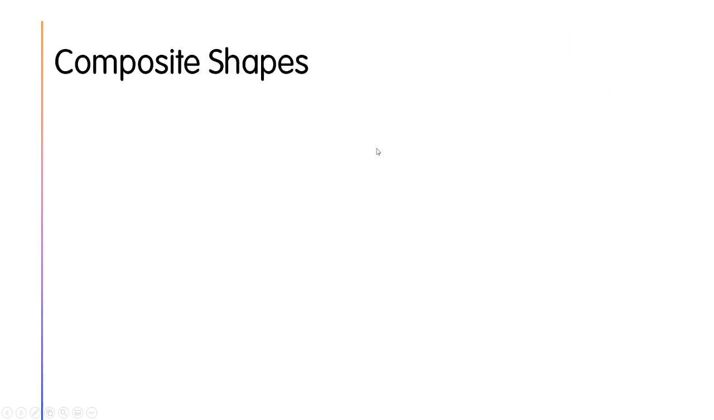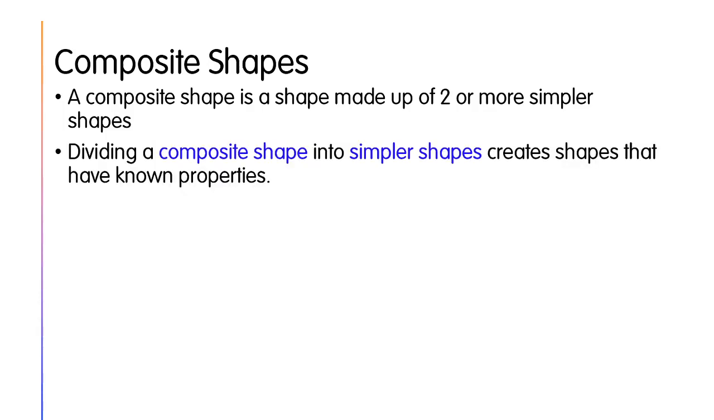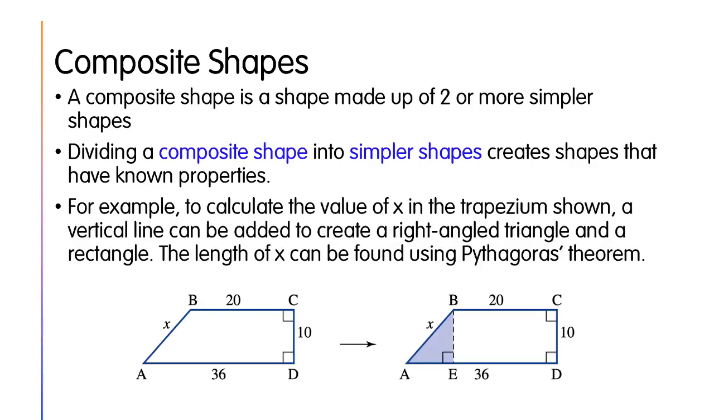So here's a bit of revision on composite shapes. A composite shape is made up of two or more smaller shapes. And we divide a composite shape into the smaller shapes so that we have known equations and properties that we can use for. So we can use Pythagoras to find unknown lengths, or we could use the area rules to work out the inside area.